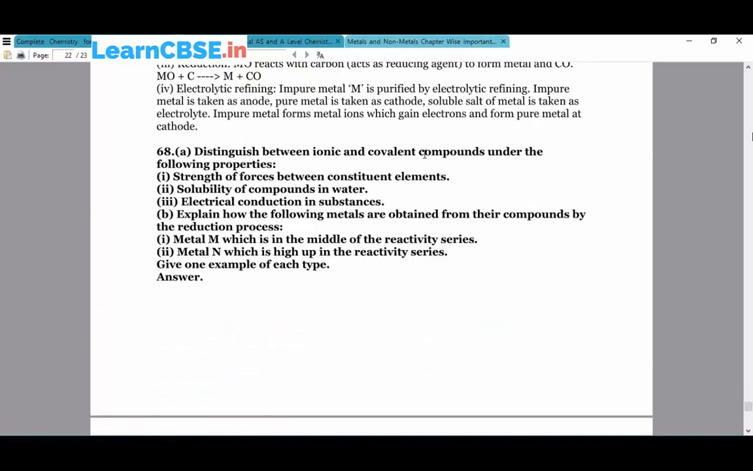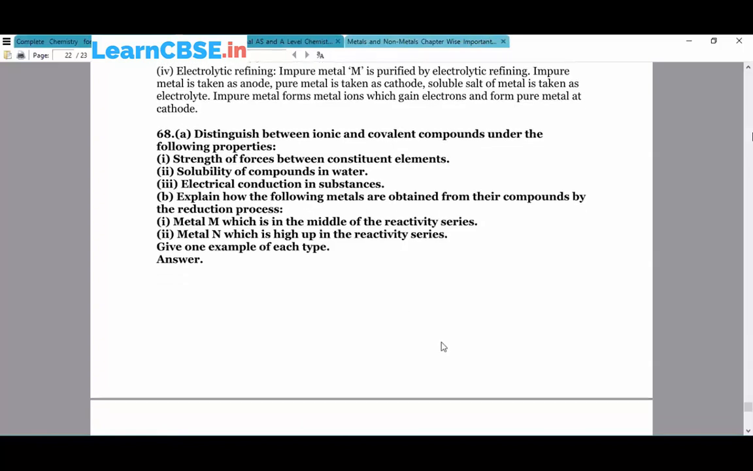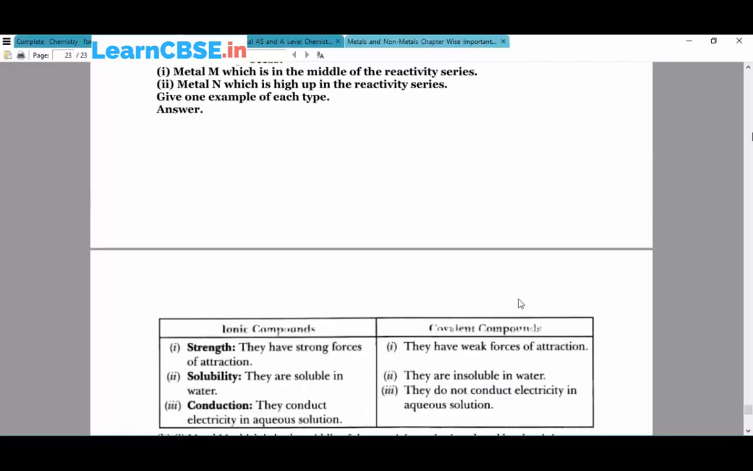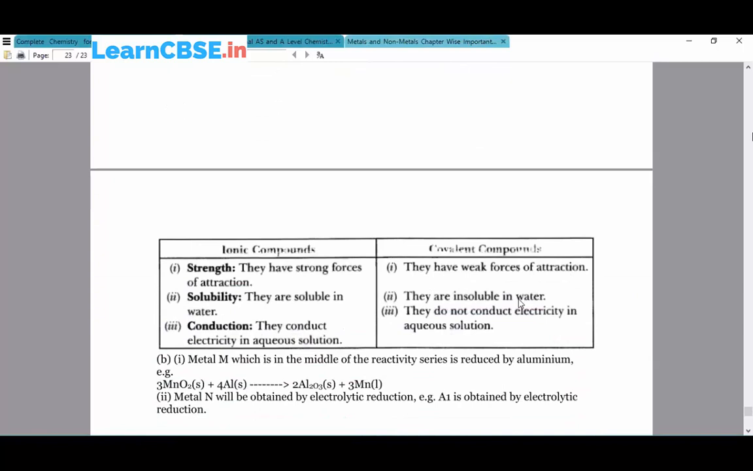Distinguish between ionic and covalent compounds under the following properties. First one is the strength of the forces between the constituent elements. Ionic compounds have strong forces of attraction, while covalent compounds have weak forces of attraction. Next one is solubility. Ionic compounds are readily soluble in water, but covalent compounds are insoluble in water.